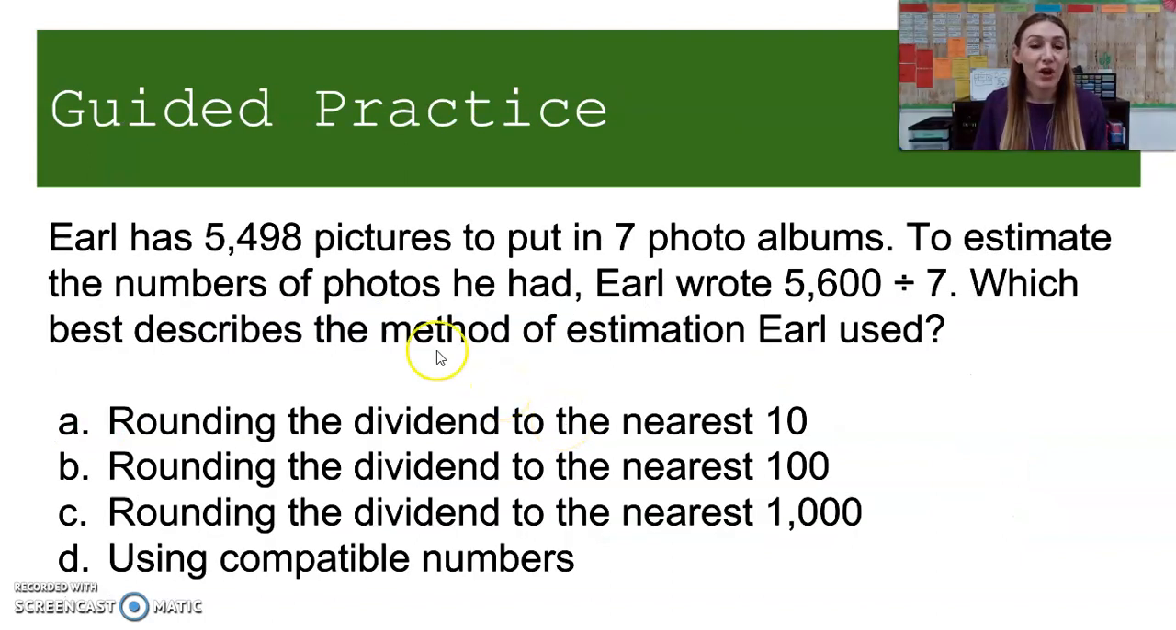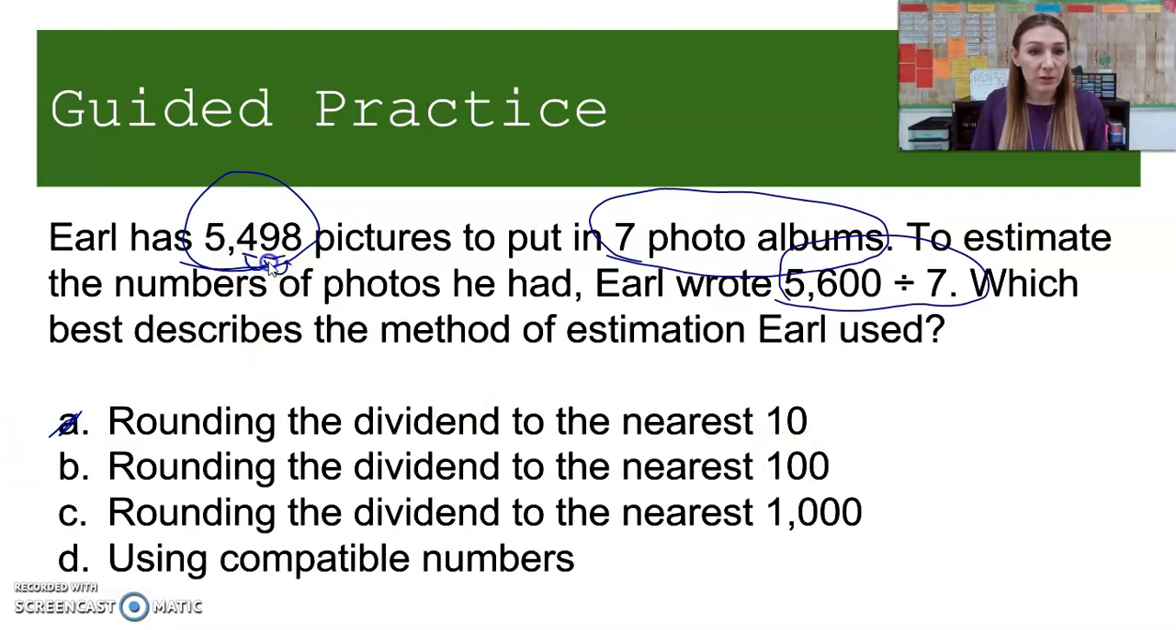All right, last question. Earl has 5,498 pictures to put in 7 photo albums. To estimate the number of photos he had, Earl wrote 5,600 divided by 7. Which best describes the method of estimation Earl used? Did he round the dividend to the nearest 10? So if we round to the nearest 10, that looks like that would become 5,500, so probably not. Did he round the dividend to the nearest 100? So looking next door at this 9, that again would be 5,500, so it doesn't look like that's going to work. Did he round the dividend to the nearest 1,000? Well, that would round to 5,000, not 5,600.